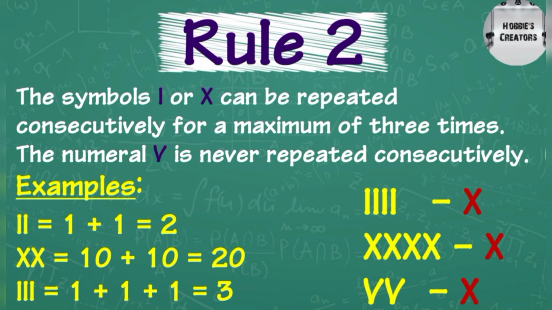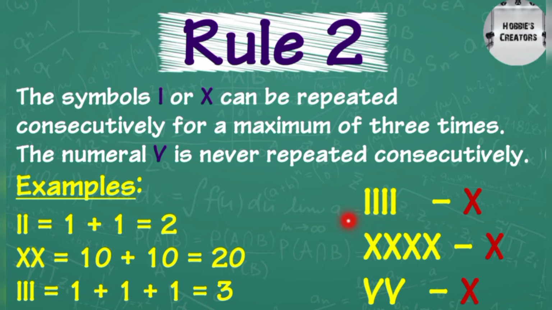Now we can move on to rule 2. The symbol I or X can be repeated consecutively for a maximum of 3 times. I told you in rule 1, right? We can repeat the symbol I or X only 2 or 3 times, not more than 3 times. Now the numeral V is never repeated continuously, that is, consecutively. You can see the numeral V here. We can't repeat this numeral continuously. Here you can see a few examples. See, here I have written 4 I's, that is 1 plus 1 plus 1 plus 1, which gives you 4. We should not write like this, correct?